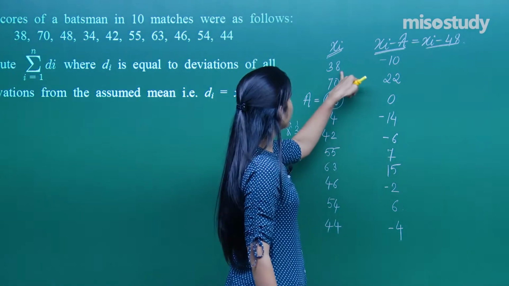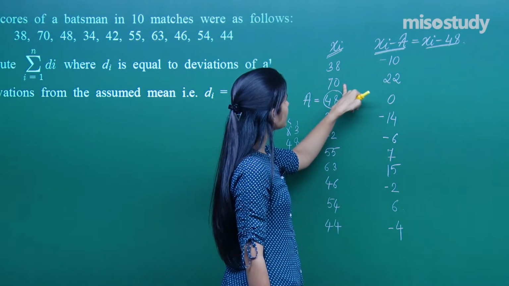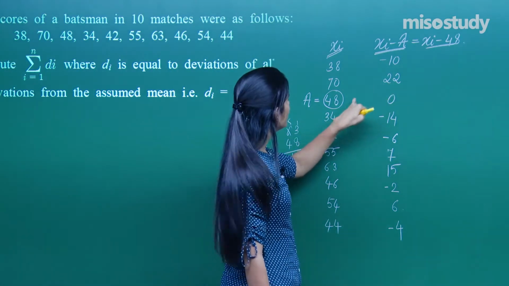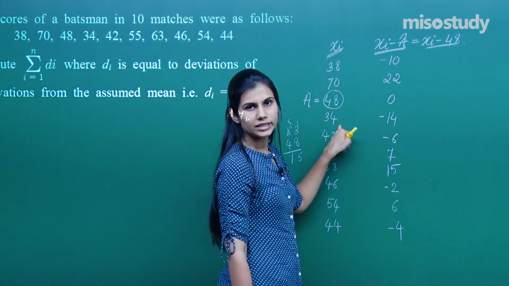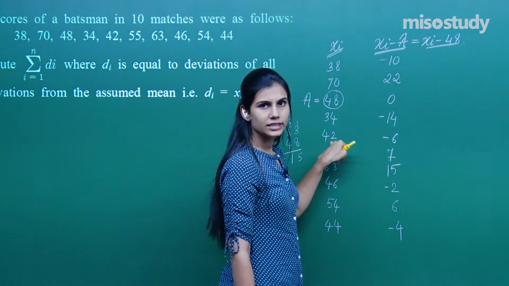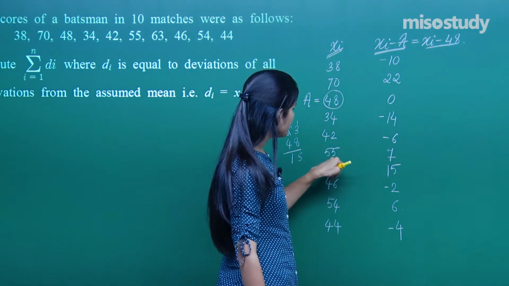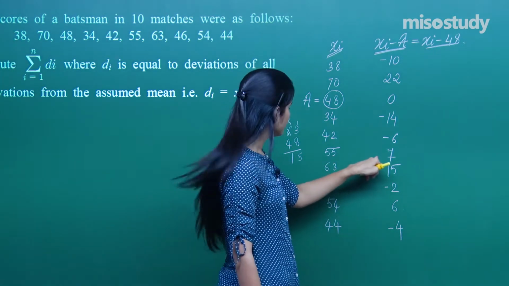Let's check. 38 minus 48 gives me minus 10. 70 minus 48 gives me plus 22. 48 minus 48 gives me 0. 34 minus 48 gives me minus 14. 42 minus 48 gives me minus 6. 55 minus 48 gives me plus 7.